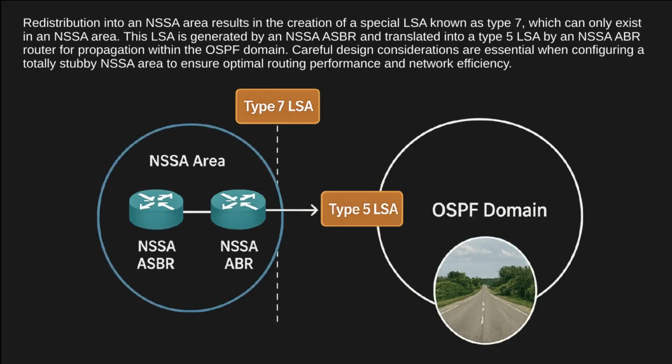Redistribution into an NSSA area results in the creation of a special LSA known as Type 7, which can only exist in an NSSA area. This LSA is generated by an NSSA ASBR and translated into a Type 5 LSA by an NSSA ABR router for propagation within the OSPF domain. Careful design considerations are essential when configuring a totally stubby NSSA area to ensure optimal routing performance and network efficiency.